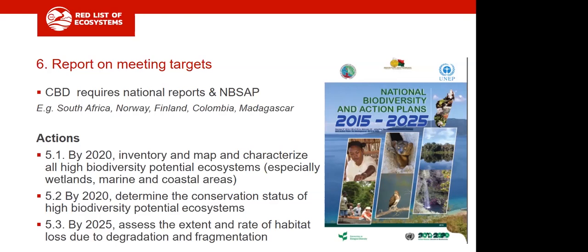Another good example is Norway. This country has also been using the inputs for their national biodiversity strategies and action plans. And they have been adopted as a basic input for a national mapping program on important ecosystem types. And it's one of the countries that is actually working on a reassessment or has completed a reassessment.